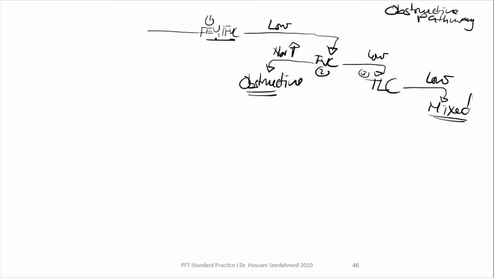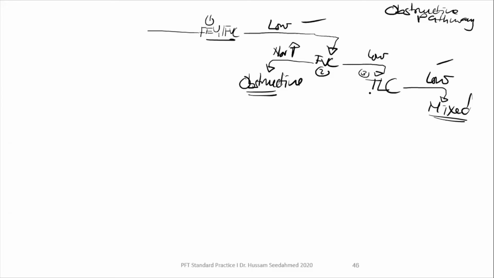So قلنا look at the ratio. If the ratio is low, this is the obstructive pathway. This is the first step. Then look at the FVC. If the FVC is normal or high, this is obstruction. دي كده خلاص دي سهلة. طيب إذا طلعت ال FVC low كده أنا ماشي في الاتجاه بتاع الريستريكشن. Then to determine the degree of restriction I will look at the TLC. Now if the TLC is low معناته the restriction والFVC والratio برضه low ده معناته obstruction معناته this is mixed. So both low this is mixed.